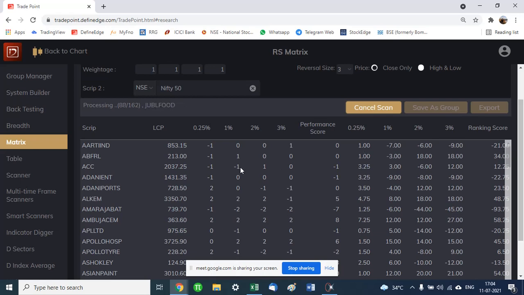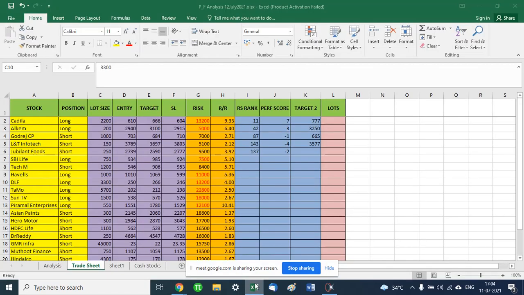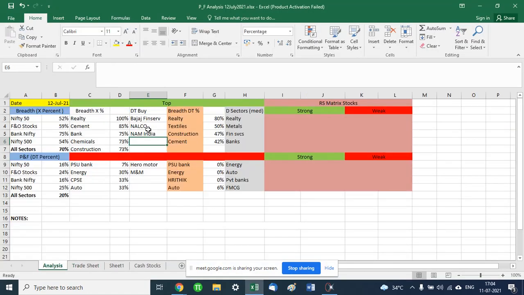So once this report is generated, I'll tell you how I use it. I export it to an Excel and I use it to get a ranking and a performance score. So that is a relative strength rank. Basically, my idea is I have these trades for long, Bajaj Finserv, National Aluminium, and NAM India.